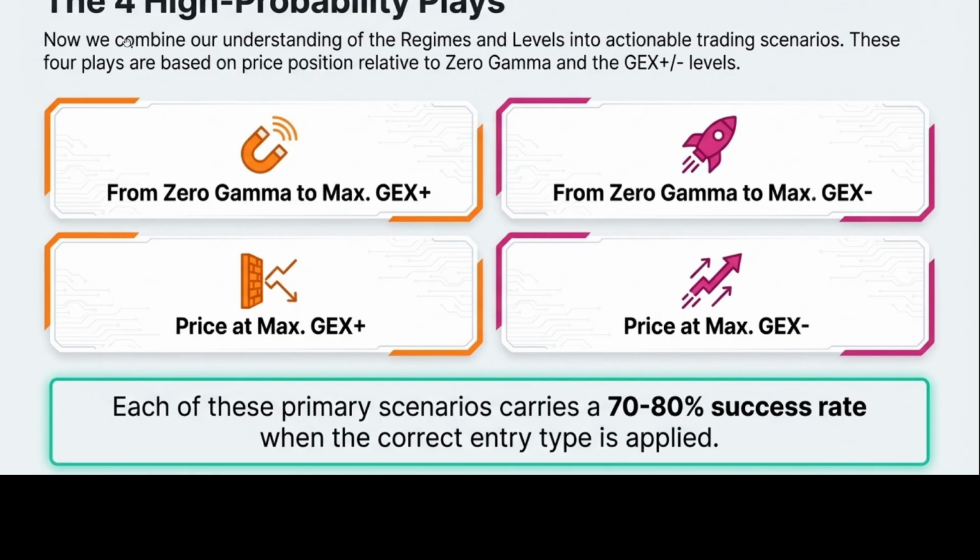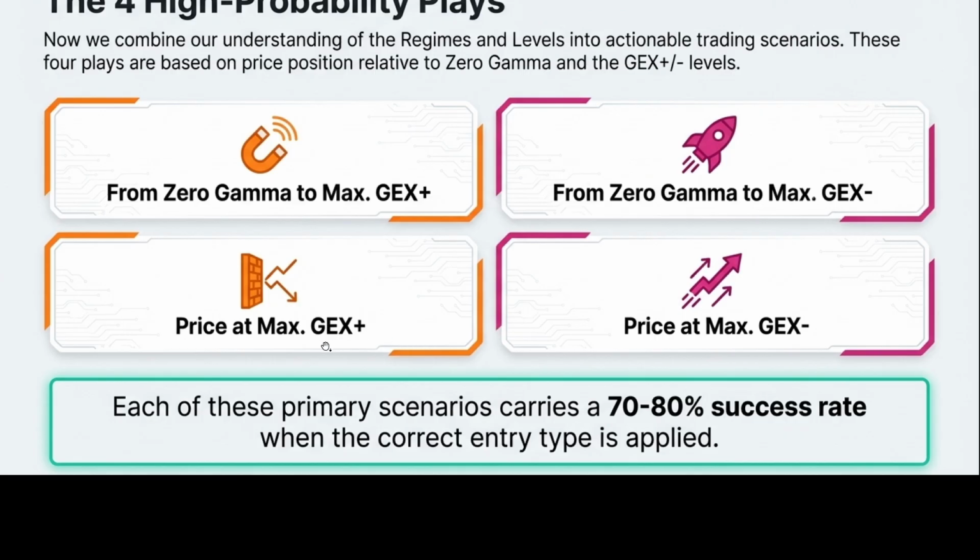Now, let's go to speak about the 4 high probability plays. Now we combine our understanding of the regimes and levels into actionable trading scenarios. These 4 plays are based on price position relative to zero gamma and the Gex positive and Gex negative levels. The first one is when price goes from zero gamma to max Gex positive gamma. The other is when price goes from zero gamma to max Gex negative gamma.